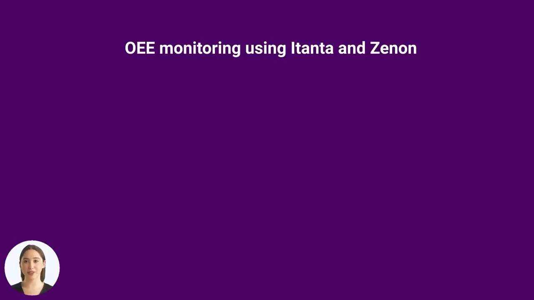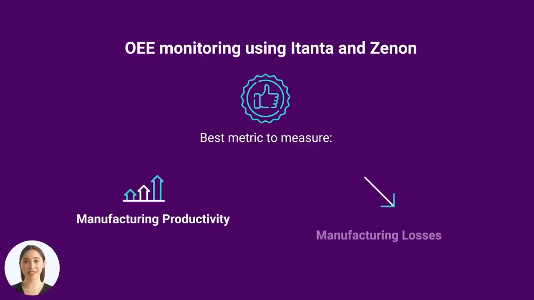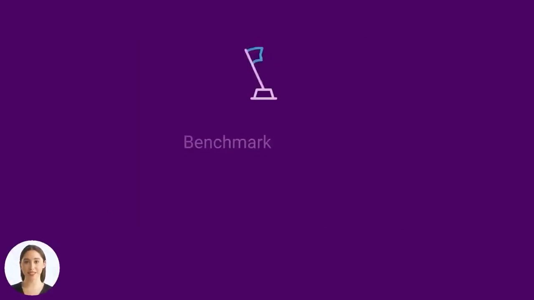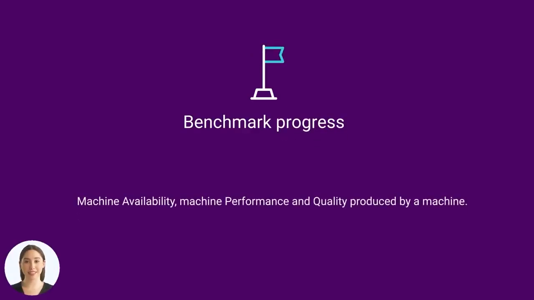Manufacturers around the world want to monitor OEE for their machines or plants because it is the best metric to measure the manufacturing productivity and the manufacturing losses. Also, manufacturers can benchmark progress achieved by implementing improvements. OEE is the product of machine availability, machine performance, and quality produced by a machine.